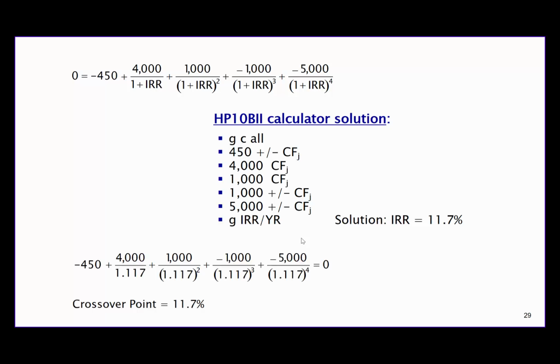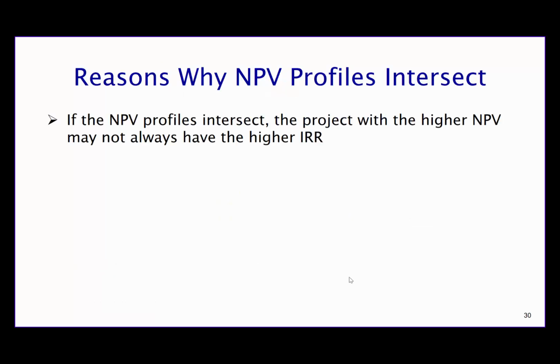Okay, so if we plug in 11.7% as a discount rate here, we would get that equal to 0. And that is indeed the crossover point in that graph if you go back and look at it. Okay, so there is one advantage of the NPV over IRR. You can rank mutually exclusive projects.